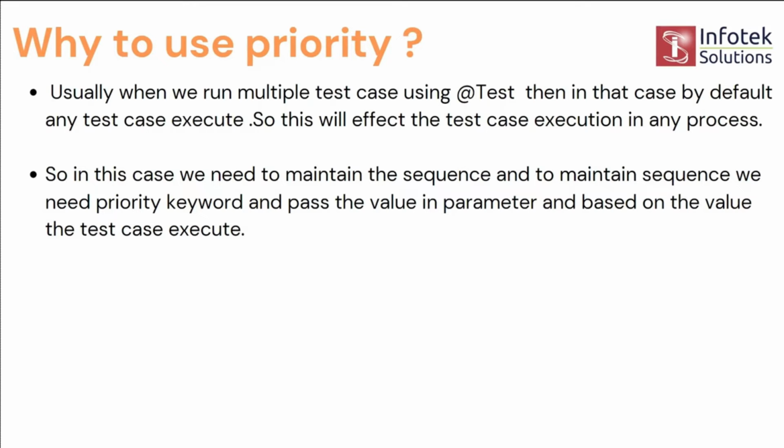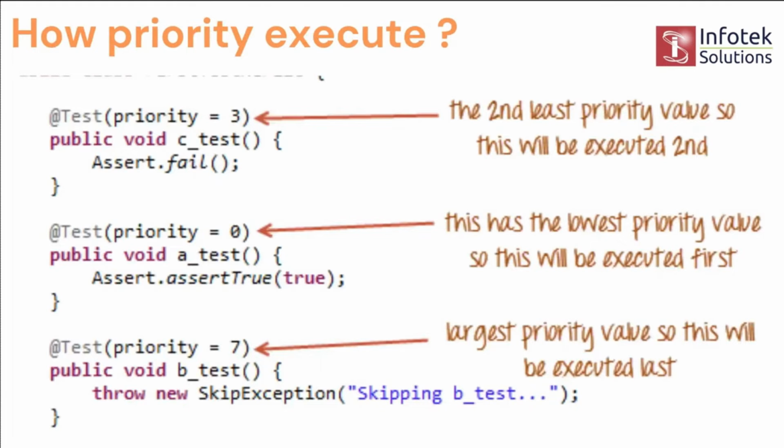So even if you have written methods in a proper sequence, it's not going to execute the test cases in sequence. In this case, we need to maintain the sequence, and to maintain it we need the priority keyword and pass a value in the parameters. Based on the value, the test case will execute. That's the small story. So in short, to maintain the sequence, we use priority.